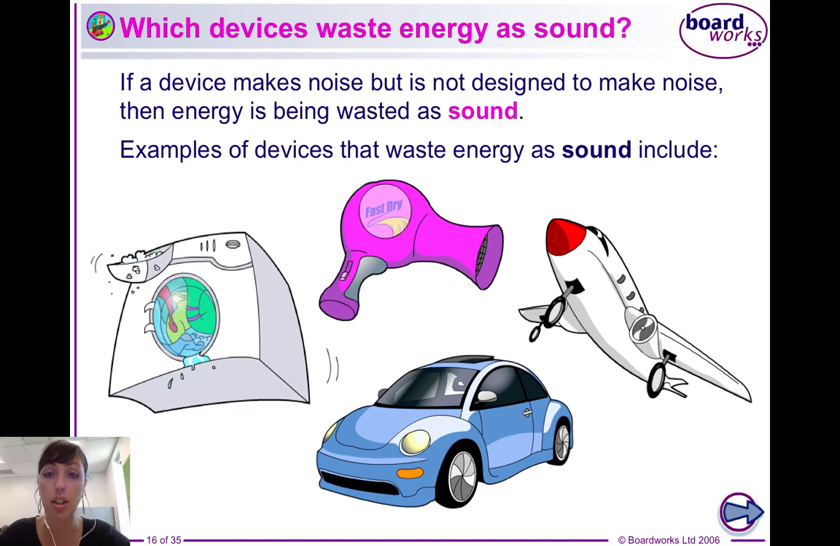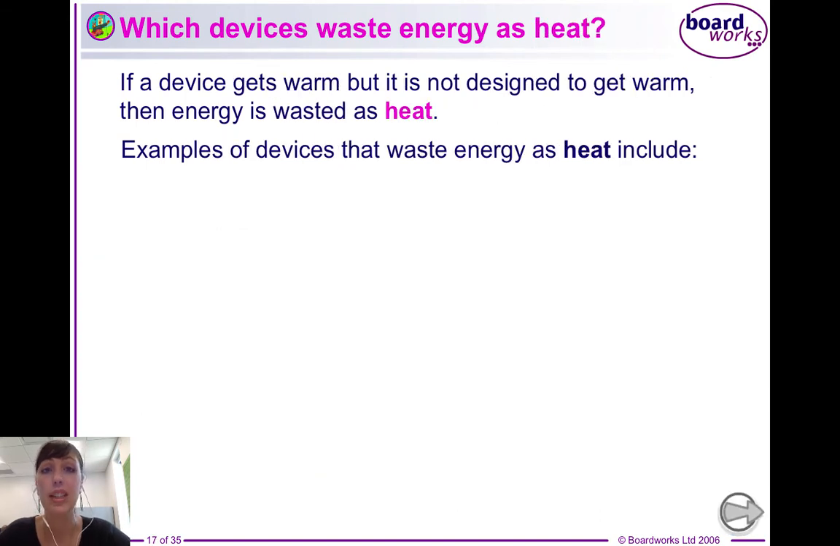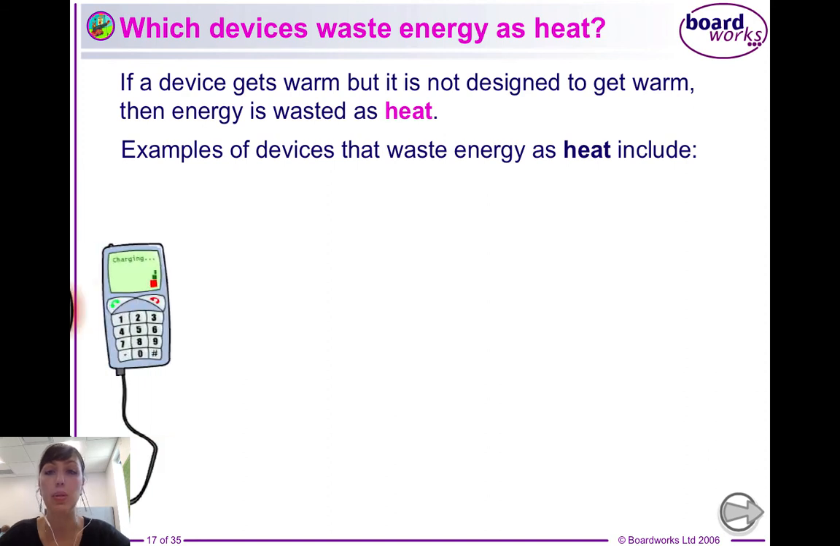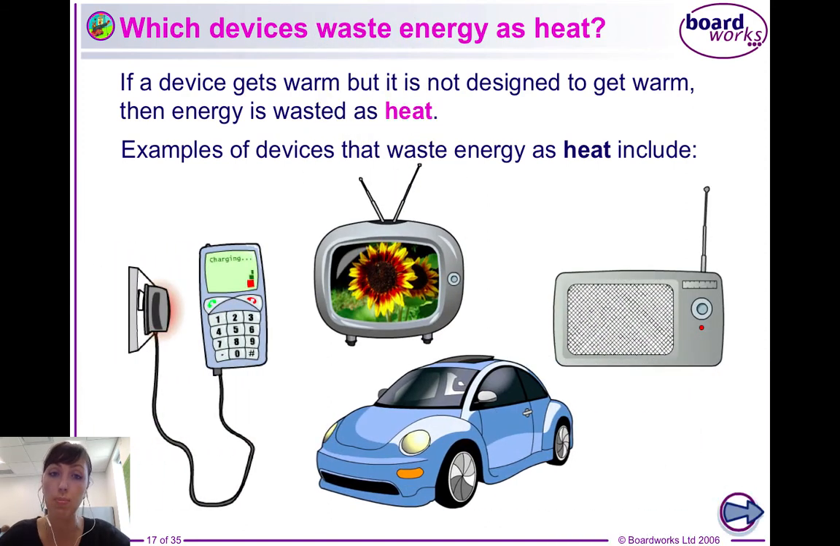It's wasted energy. If a device gets warm and it's not supposed to get warm, then that energy is considered wasted, and it's wasted as heat. Examples of this would include your cell phone, especially when it's charging or when you're using it a lot, and TVs, radios, cars, etc.